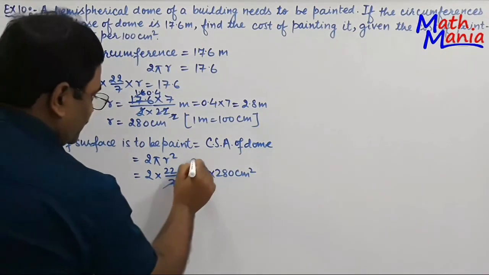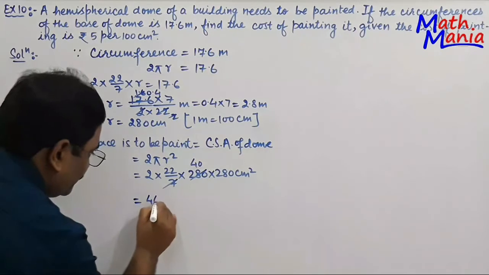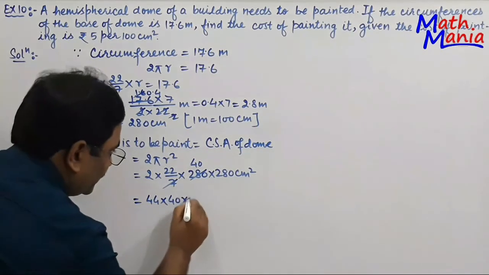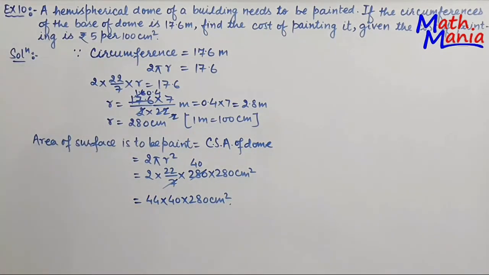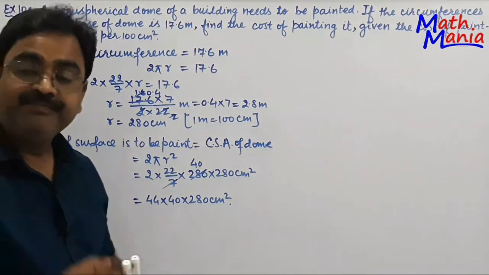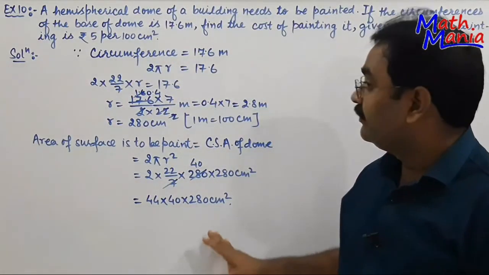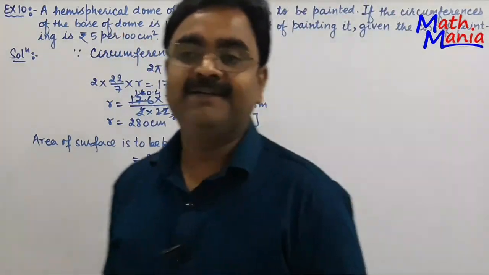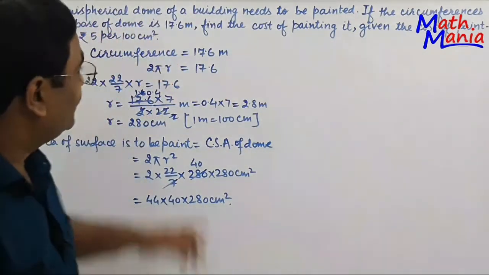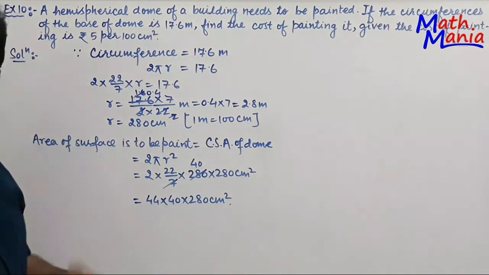So 7 4s are 28, 40. We got 44 multiplied by 40 multiplied by 280 centimeter square, right friends? As this is the area to be painted, now we are going to find out the cost of painting this area, और वो भी किस रेट से, with the rate of ₹5 per 100 centimeter square, means 100 centimeter square का हमें ₹5 पे करना है. So this much centimeter square we need to pay what?